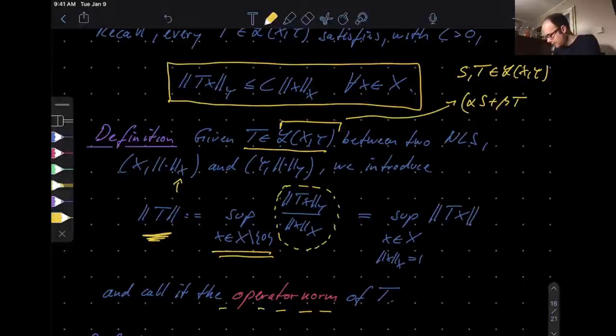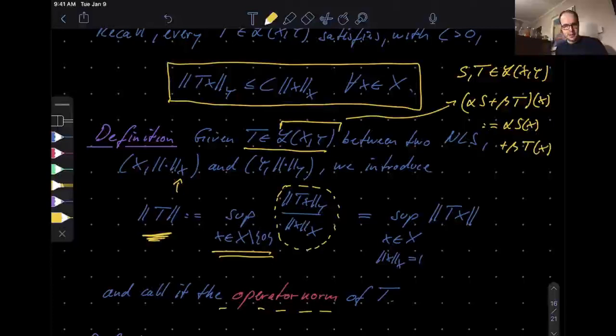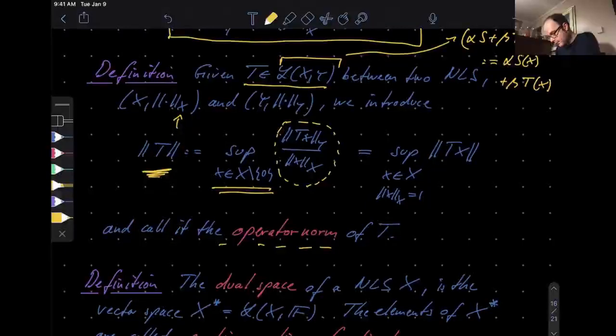And how do you define this new bounded linear transformation? Just as you do it for functions, say on the real line, you define it pointwise. So this will be just alpha times s acting on x plus beta times t acting on x. This immediately gives you a vector space structure. So that set of bounded linear transformations is a vector space, and that's why it makes sense to define norms on it. And what we're going to do is as written in the definition here.